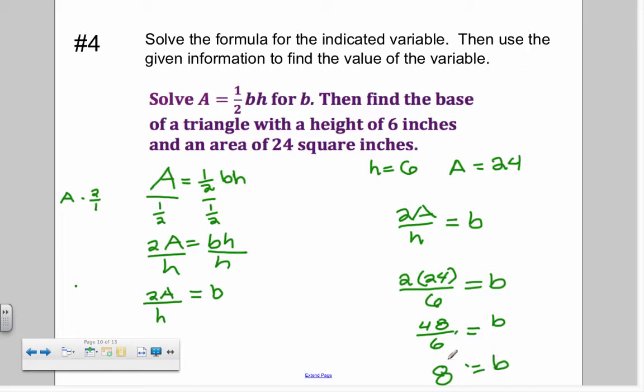Okay, to use the proper label here, square inches was my area, and my height was inches, so my base should also be inches. So let's just label that inches. So that is problem number 4. First, we solved the formula for the area of a triangle for B, and then we plugged in values and figured out what our base was based on those values.